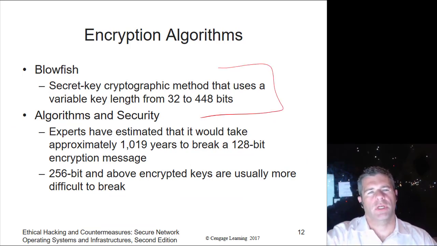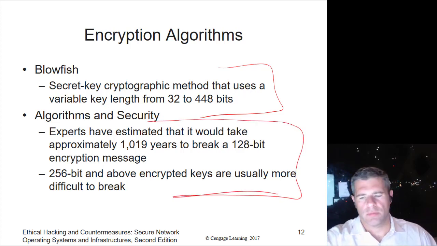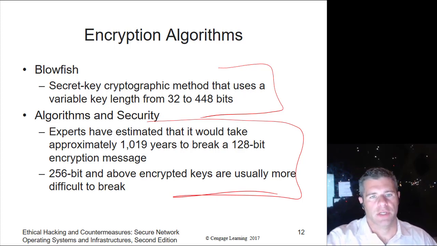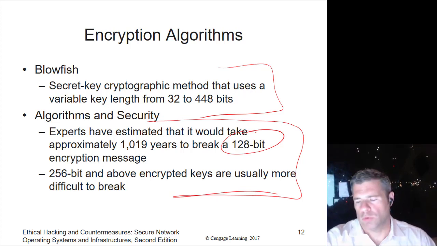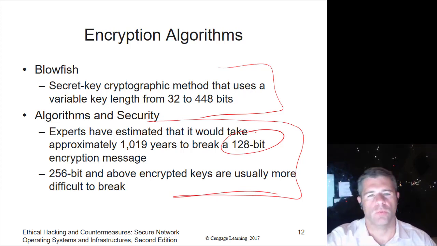Secret key cryptography, meaning symmetrical, where the key goes from 32 to 448 bits, is the kind of thing that makes a great test question, wouldn't you think? So these sorts of numbers vary based on a lot of things, including processing speed, but 10^19 years to break a 128-bit message, based on CPU speed at the time and so on.